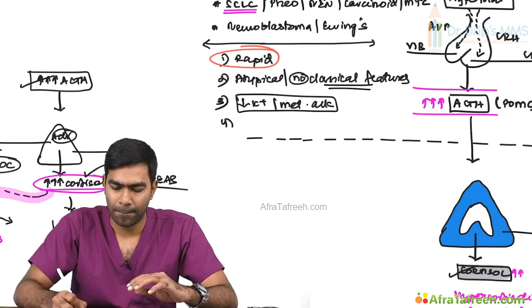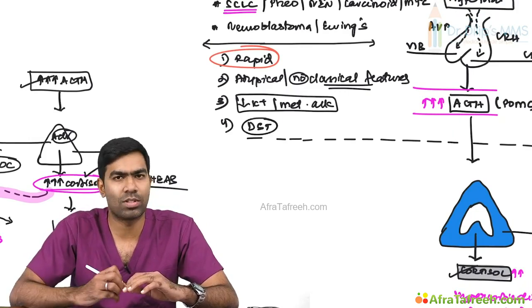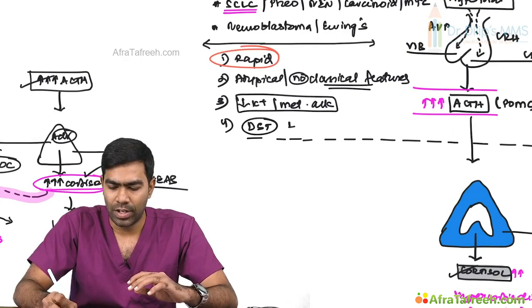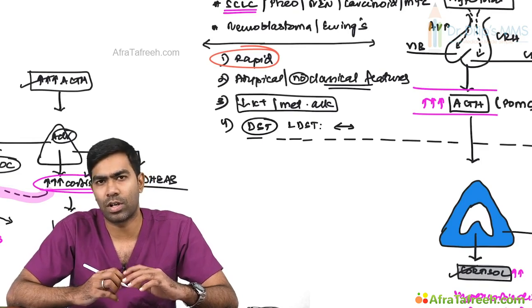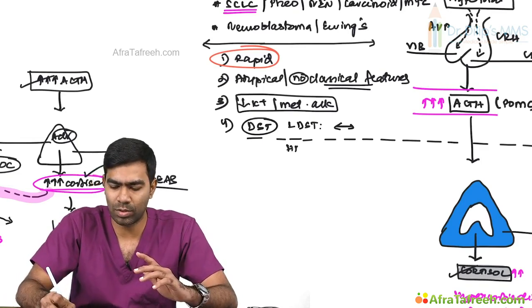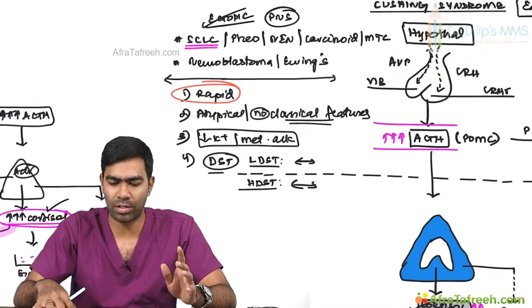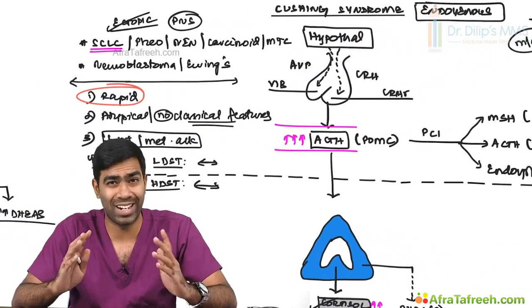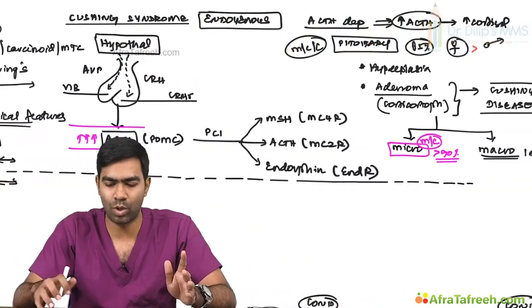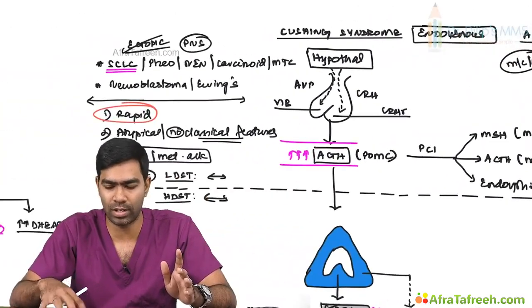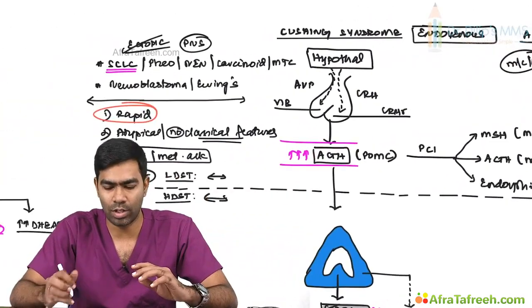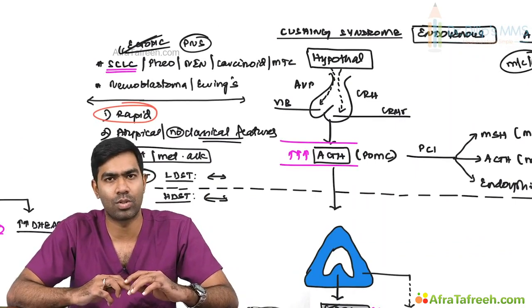At the same time, what will be the results of the dexamethasone suppression test? So when you do a low-dose dexamethasone suppression test, there will be no change in the cortisol, which means cortisol levels cannot be suppressed with low-dose dexamethasone. When you do a high-dose dexamethasone suppression test, once again there will be no change. That's why this is a very crucial point, because among the ACTH dependent causes, you have only two causes, isn't it? One is this pituitary-related Cushing syndrome and the other is ectopic ACTH producing Cushing syndrome.